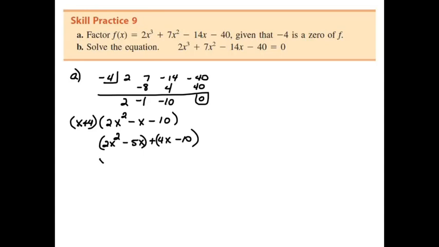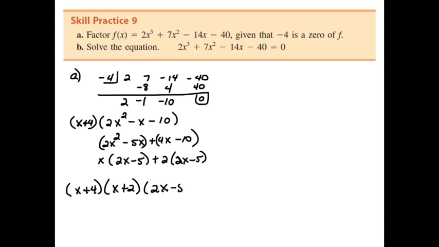Bring out just an x, and that will leave me with 2x minus 5. And here I'll bring out a 2, which leaves me with 2x minus 5. So I know factors of that one now. I still have this factor x plus 4. And I'm left with x plus 2 and 2x minus 5. And so then this is my answer right here.